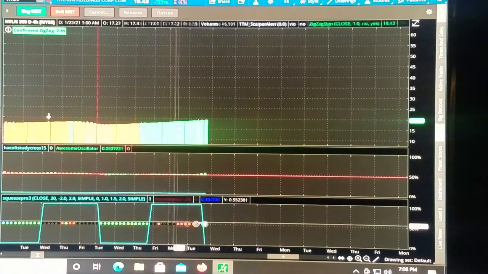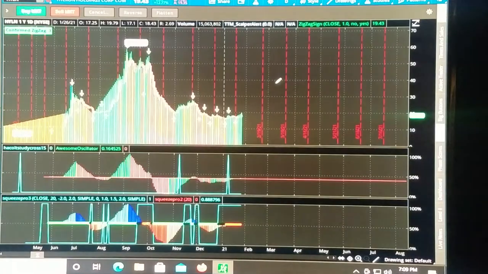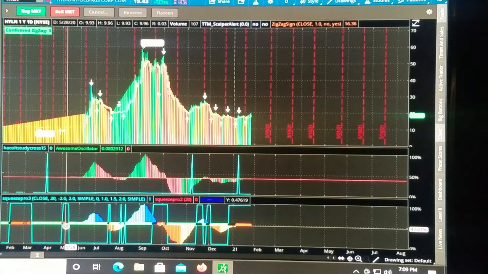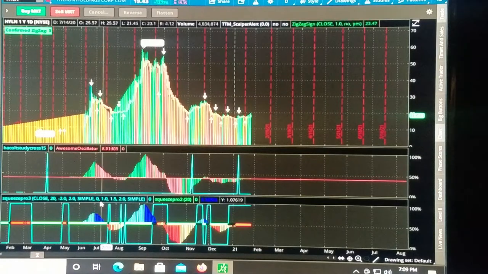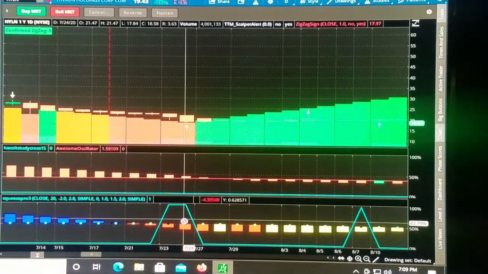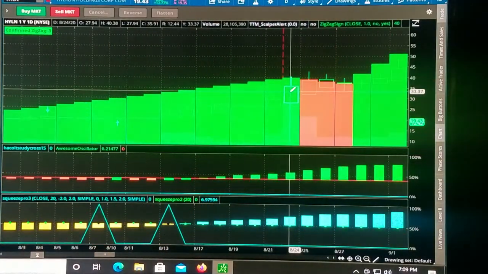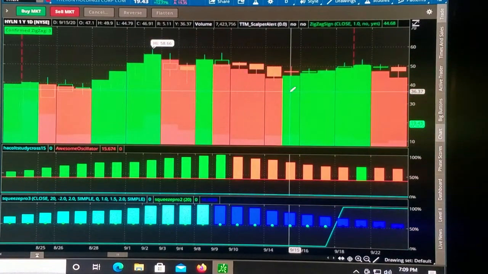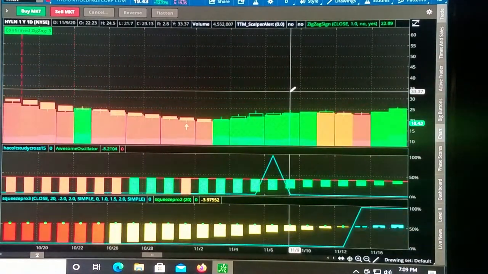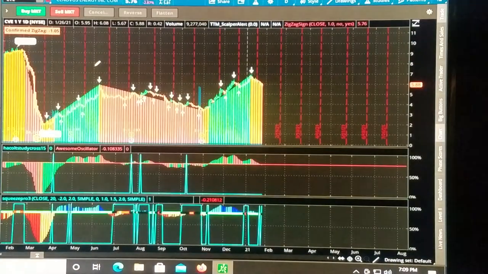Here are some squeezes. Here's one green dot squeeze. We can see here was a red dot squeeze, and then price eventually exploded up. And here's a squeeze, and then price exploded up. This is a very interesting way to look at the chart. CVE.